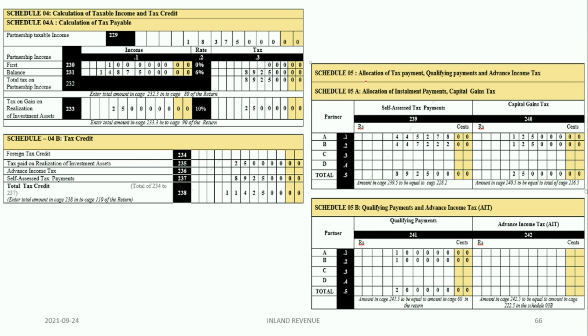Then we move into schedule 5, allocation of tax payment, qualifying payments and advance income tax between the partners. Now, self-assessment payment, we know that we allocate it according to the ratio that we utilize. I have provided the ratio, and according to that ratio, Nimal is given 445,278. Kamal, the value for Kamal, 447,222. So capital gain 125,000 each. So this is the total tax payment of the partnership, and this is the capital gain tax payment by the partnership. So that distribution between the partners is given in cage number 239 and 240.